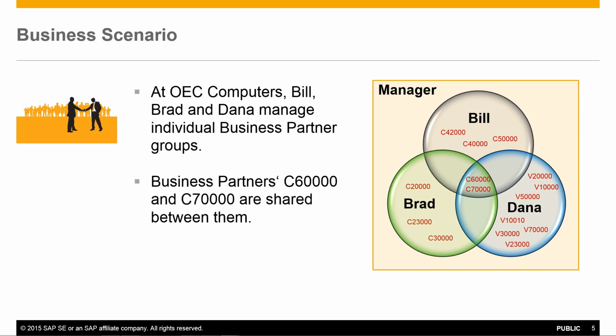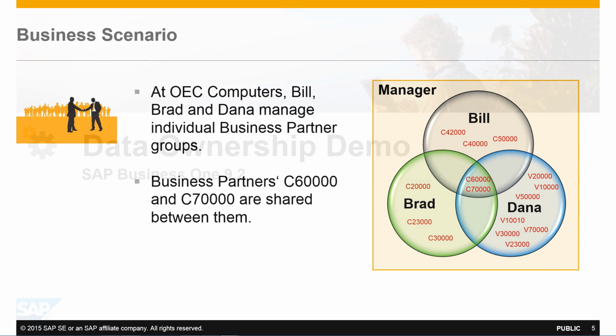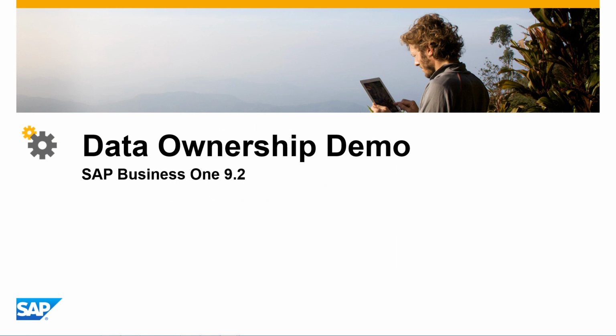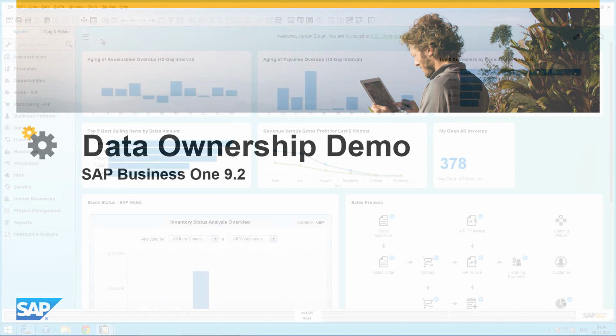The company OEC Computers and their employees Bill, Brad and Dana all manage their own group of business partners. Only 2 business partners are shared amongst all 3 of them. We have set up the appropriate data ownership rules to control and manage this scenario. So let's see how this is set up in SAP Business One Release 9.2.